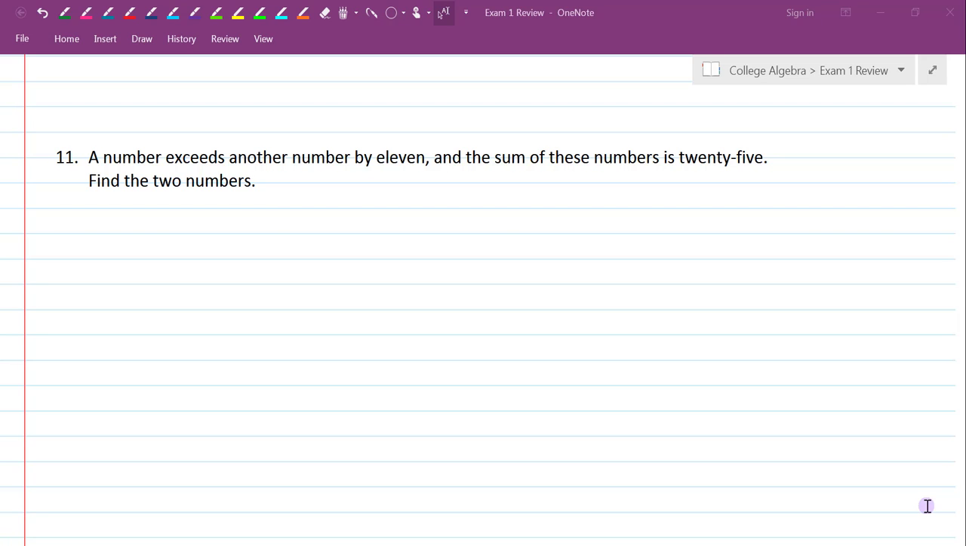Our next question is number 11 on the review. It says a number exceeds another number by 11. The sum of these two numbers is 25. Find the two numbers. Okay, so I read it through once and now I know what it's asking, so I'm going to read it through again.